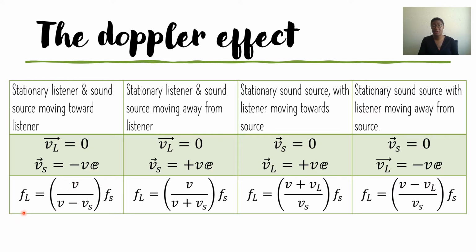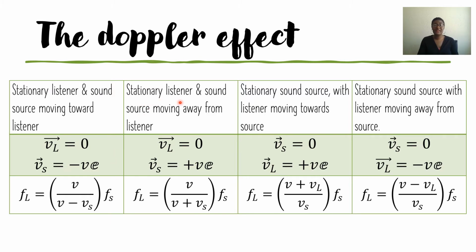So you will have the frequency of the listener being calculated by the speed of sound divided by the speed of sound minus the speed of the sound source moving towards the listener. Now remember, the speed of sound is a constant value, and you will usually be given this in your formula sheet. You will multiply this by the frequency of the sound in your specific question.